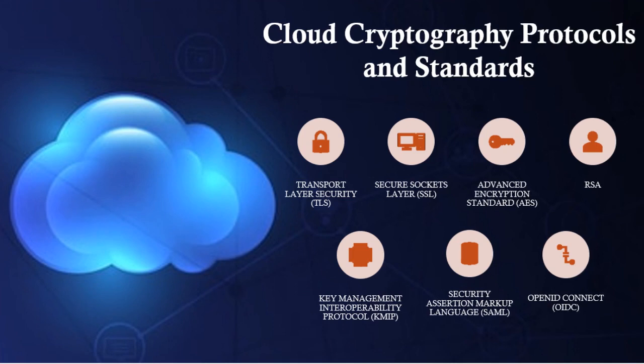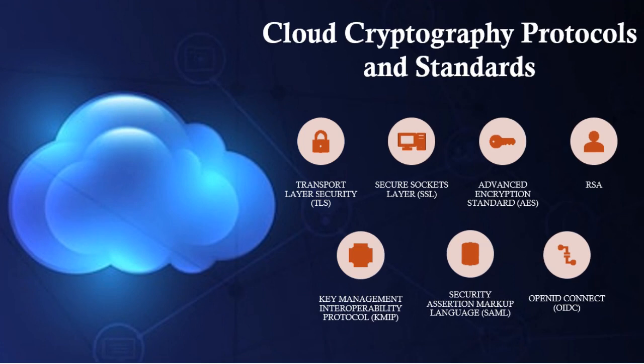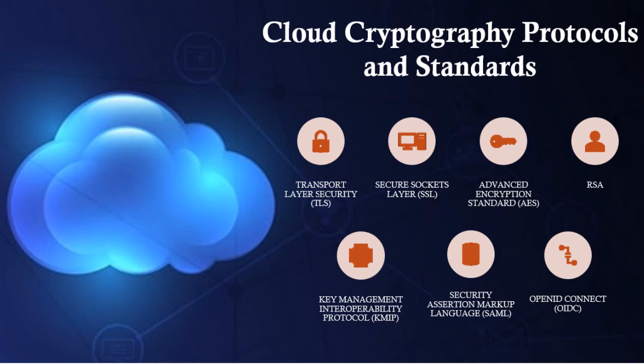Advanced Encryption Standard is a symmetric key encryption algorithm used to encrypt and decrypt data. AES is widely used in cloud cryptography to protect data in transit and at rest. RSA is an asymmetric key encryption algorithm used to secure communication and data exchange. RSA is commonly used in cloud cryptography to establish secure channels between clients and servers.